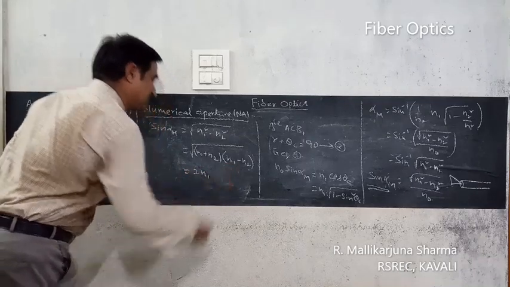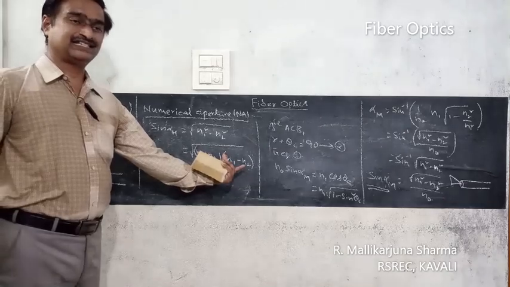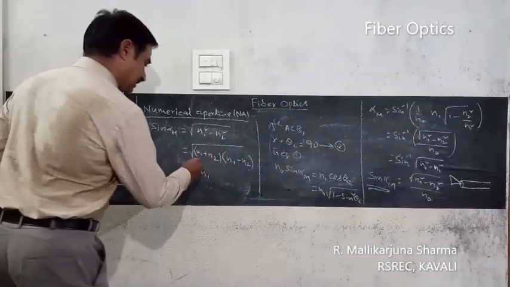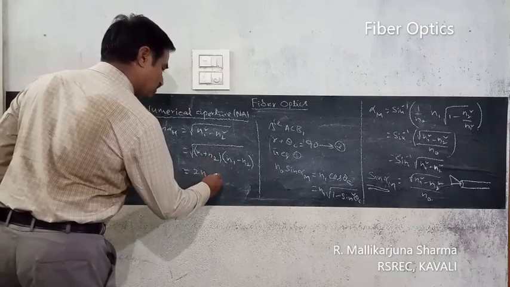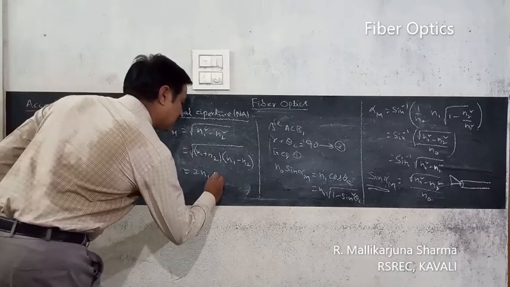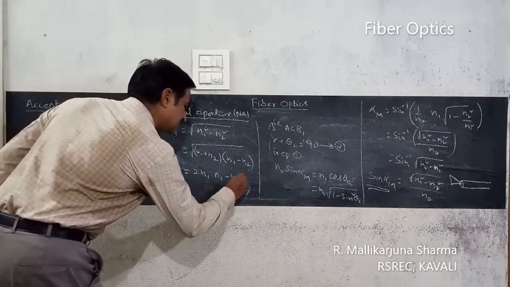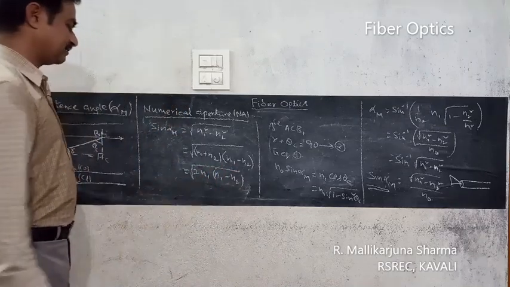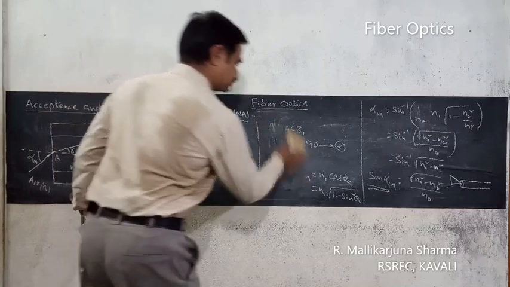We should not take that approximation on this side. This is a small quantity, but not 0. That's why we confine that approximation only for this one. Then we write this one as n1 minus n2.